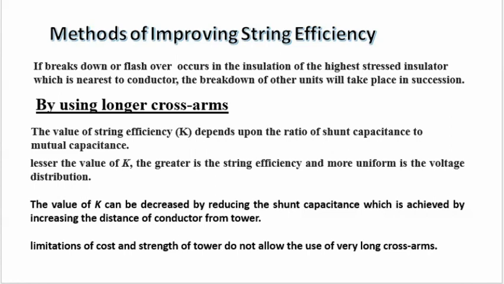So this method summarizes that if you want to reduce the shunt capacitance, then you have to use long cross arms, and by using the long cross arms you can balance the voltages, or you can balance the voltage distribution along the string. But by using the long cross arms you will need more steel or more insulation material, which as a result will affect the cost.